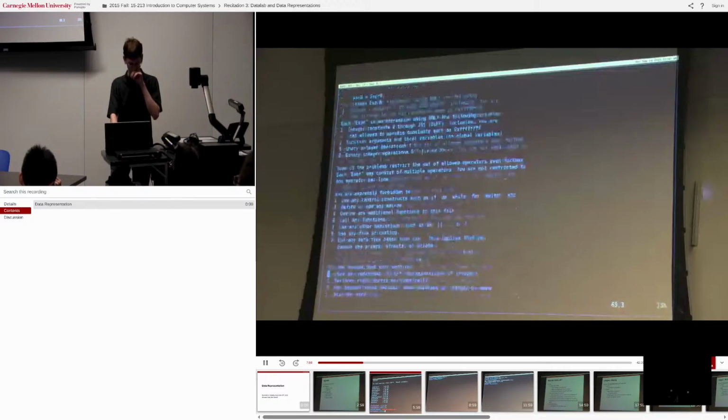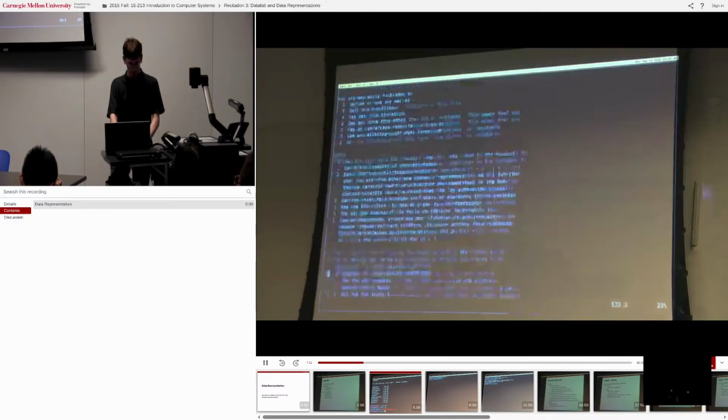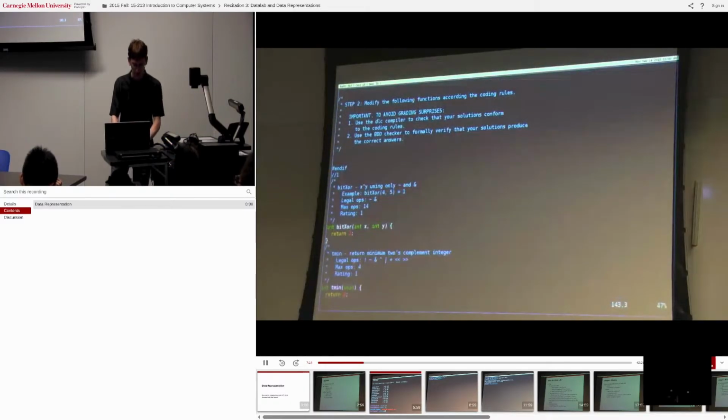And then what you're going to do is you have all of these puzzles. For each one, you have a certain set of legal operations. So here the first puzzle is bit XOR. For bit XOR, you're allowed to use the negation operator, bitwise negation, and bitwise and, and that's it. You can use up to 14 of them in order to do the same behavior that XOR would do. So what you want to do is go in here and actually implement that.